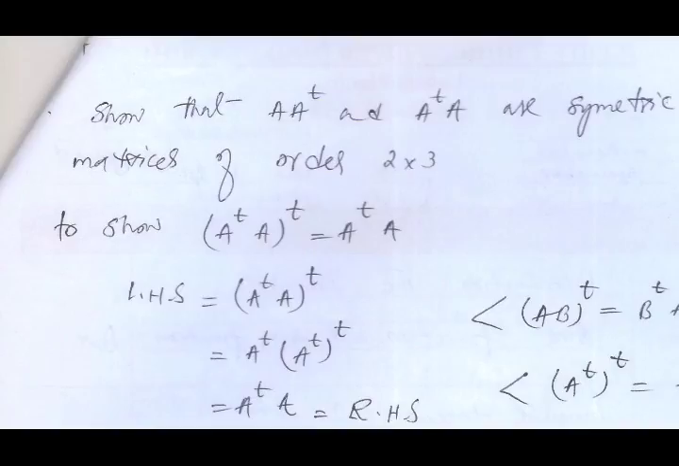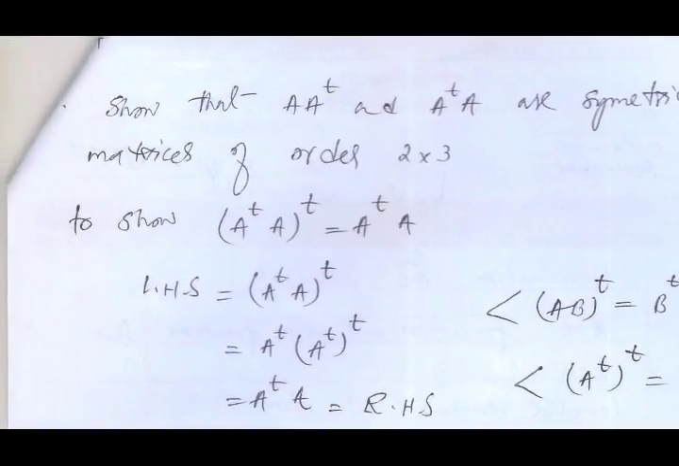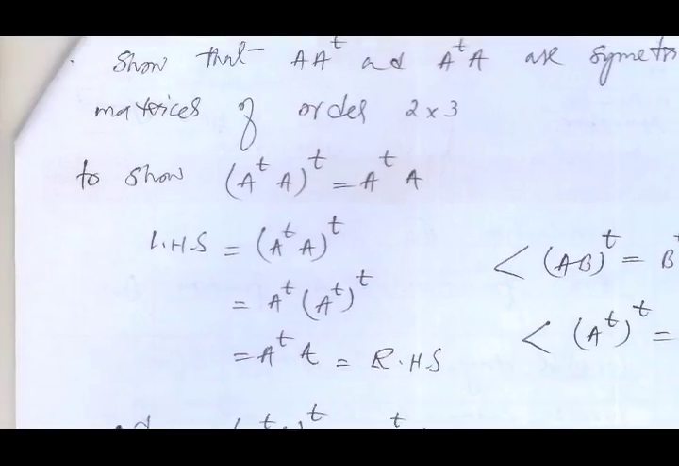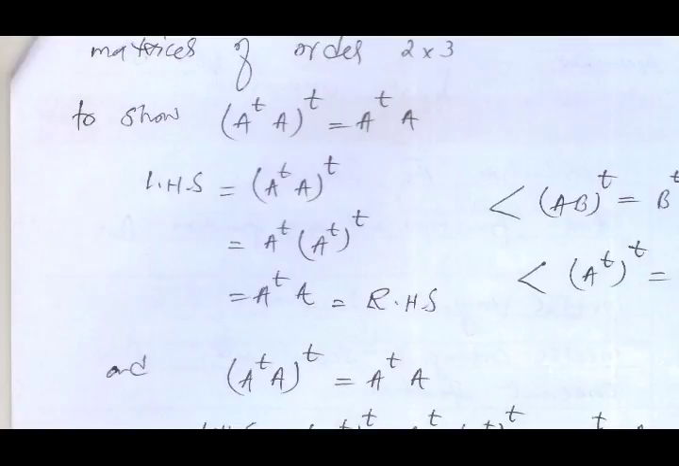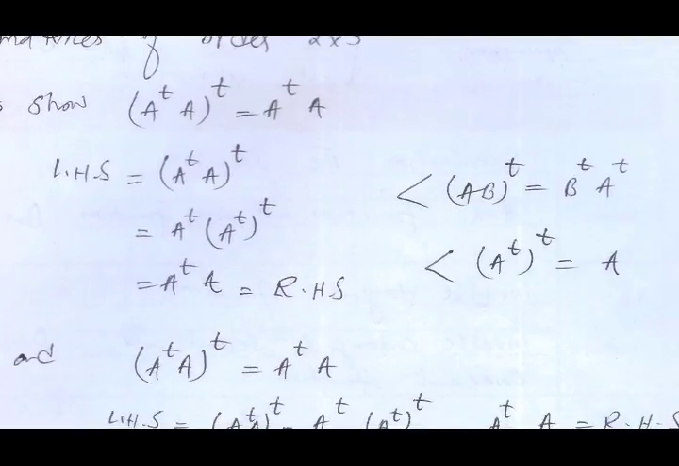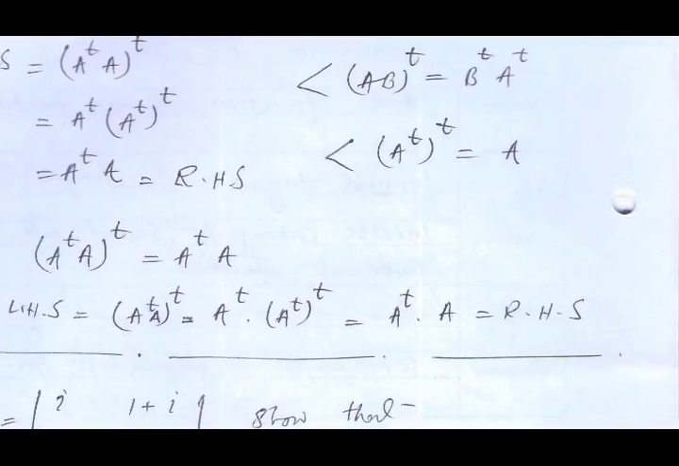In this question we show that A times A transpose and A transpose times A are symmetric for any matrix of order 2 cross 3. 2 cross 3 means 2 rows, 3 columns. We apply transpose on the left hand side, and again we know that if we transpose the product, their order changes, and we take transpose of both matrices, and transpose cancels transpose. Therefore A transpose is equal to A, which is equal to the right hand side. And the same in the second case.